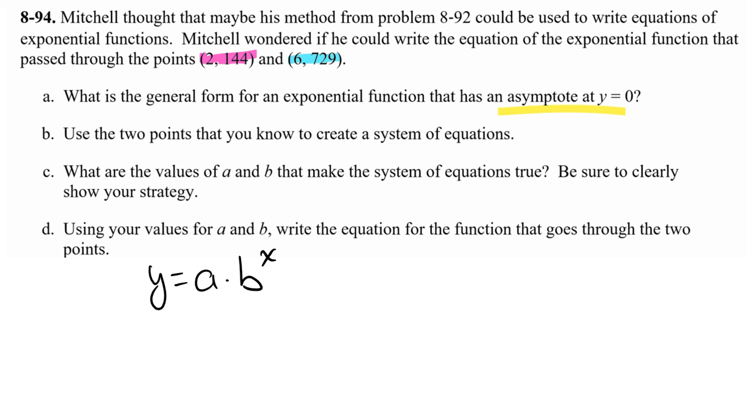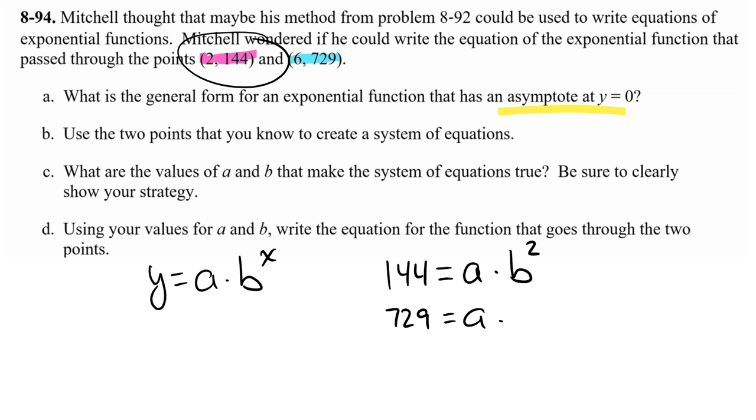So I could write down, for example, using this first point, 144 equals a times b raised to the second power. That comes from this first point, right? And you can see I used the y and the x value. X was 2, so that's up in my exponent, and y was 144. The other equation I can write is 729 equals a times b to the sixth power. So this is coming from my second point.